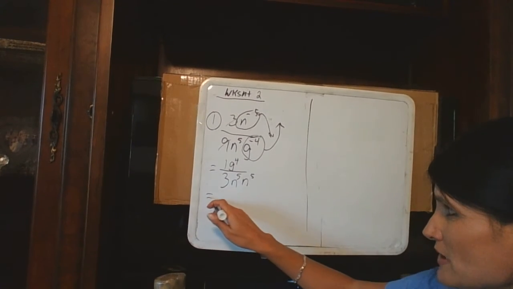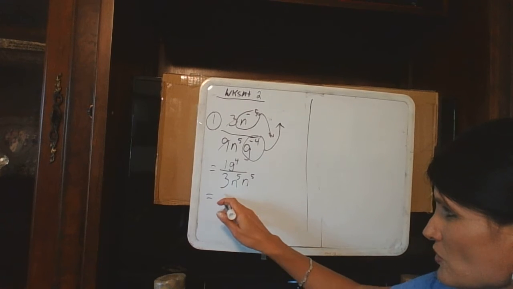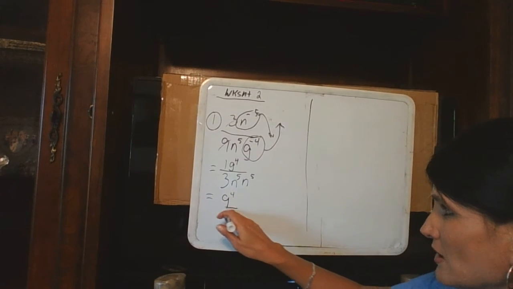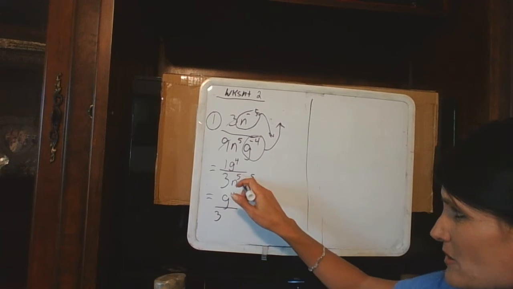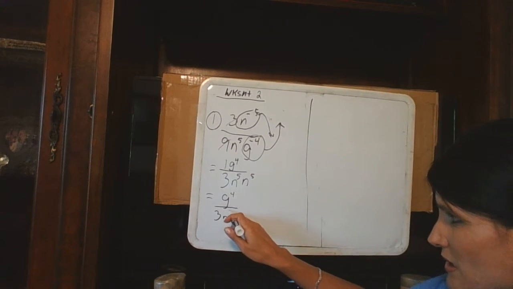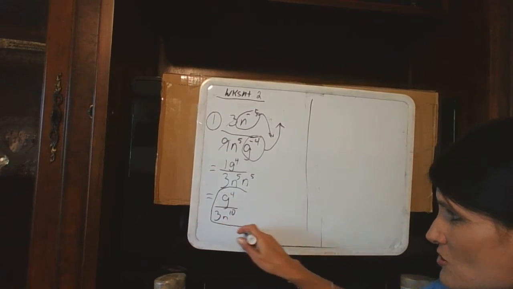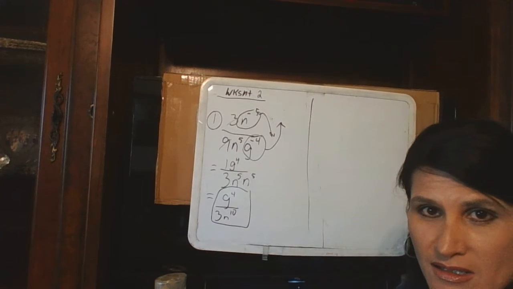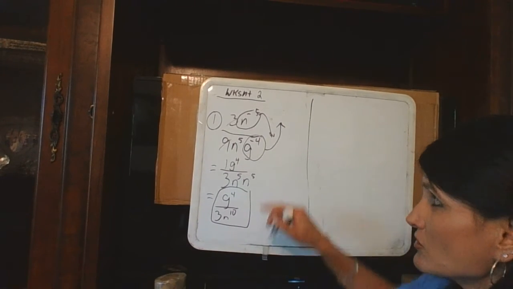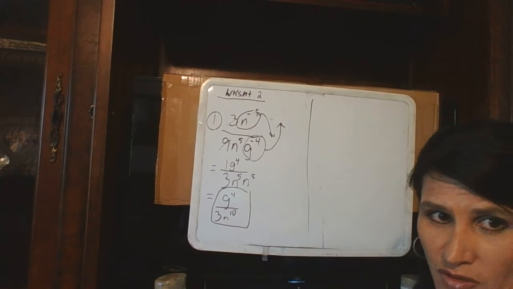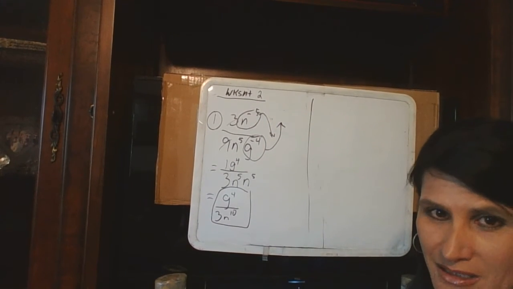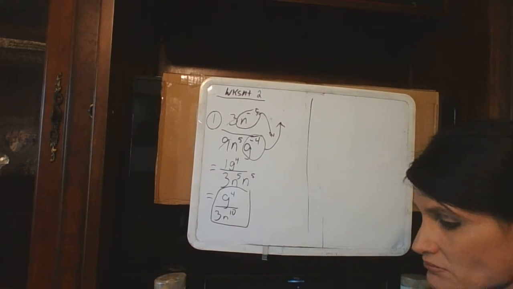Then I'm going to simplify the numerator. 1 times g to the 4th is g to the 4th. I'm going to remember that the product rule says when the bases are the same, I add. So this becomes n to the 10th. This is your solution. So the easiest way to do these types of problems is: anything that is negative, move it to the other part of the fraction so that you can avoid negative answers, okay?